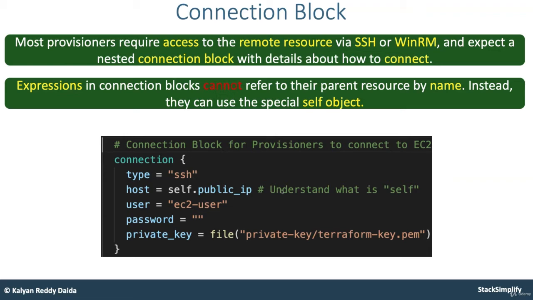This is because expressions in connection blocks cannot refer to their parent resource by name. If you define this connection block on the EC2 instance resource, then you need to use self.public_ip, so you need to use the self object. But if you are defining this connection block in a null resource, then aws_instance.local_name.public_ip can be used. We'll see what a null resource is in the upcoming slides.